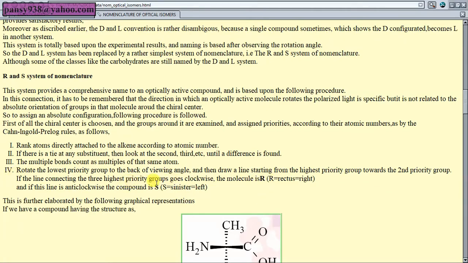If it is clockwise, the molecule is R. Remember, R is from the Greek word rectus, which means right. And if it is in the anti-clockwise direction, then the compound is S. S is from the Greek sinister, which means left side.